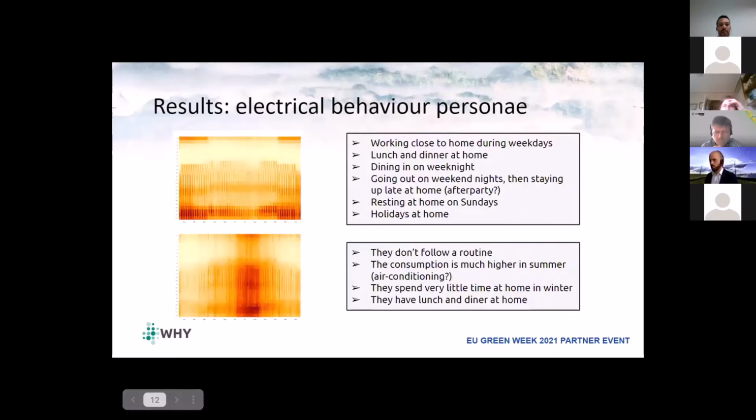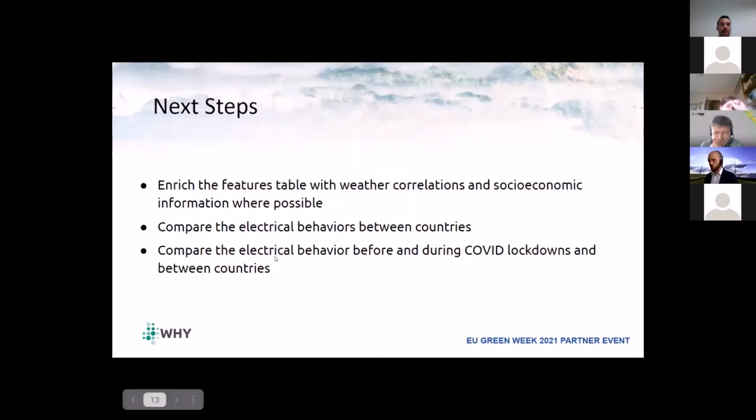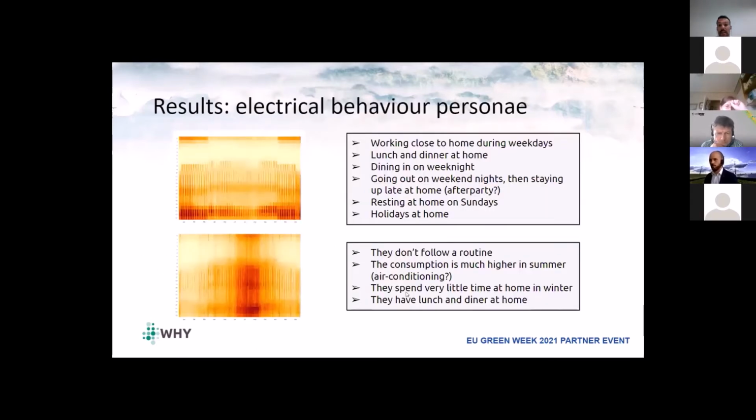We have also started a persona description for all the clusters. This consists in creating a narrative for each cluster according to the most representative characteristics, which identifies the habits of the people in the household. For example, for this cluster here, we can assume that people work close to home during the weekdays, and they have lunch and dinner at home, or have dinner at night, and so on. And for example, for this other cluster, the narrative would be different. Here, the people in this cluster don't follow a routine, or have a higher consumption in summer, are not at home in winter, and so on.